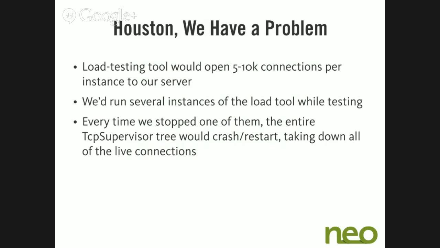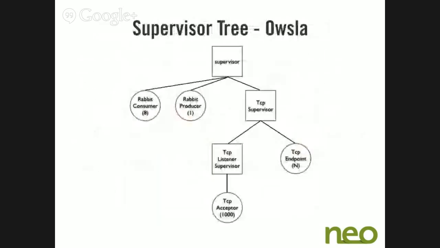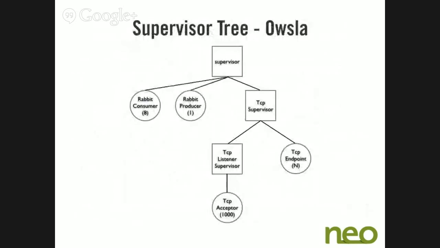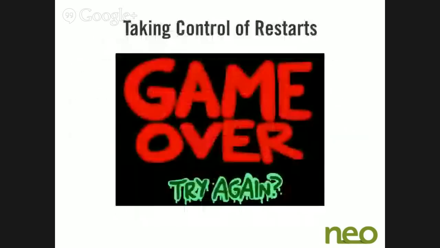And every time we killed one of those 4 load test clients, the entire TCP/IP side of the tree that we showed earlier, this guy, that guy, there we go, that entire TCP/IP supervisor on down would just implode. It would all crash and then restart itself and be ready to accept new connections. But in the meantime, we've lost all 20,000 of our connections.